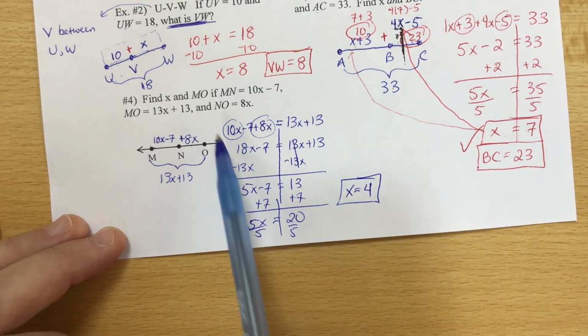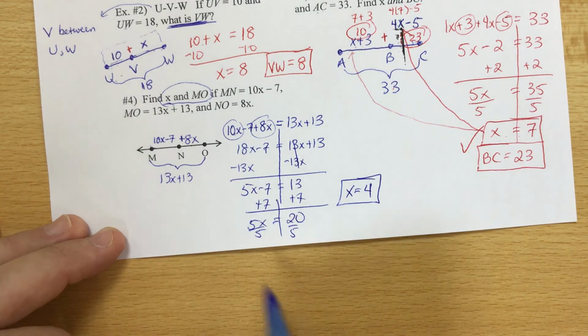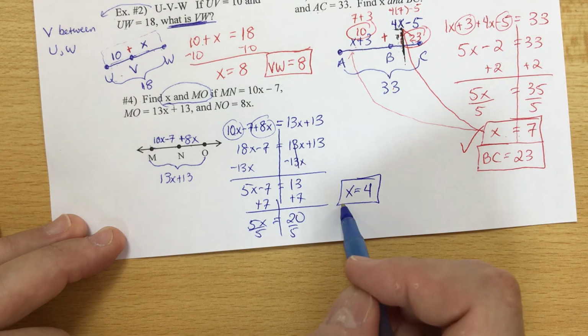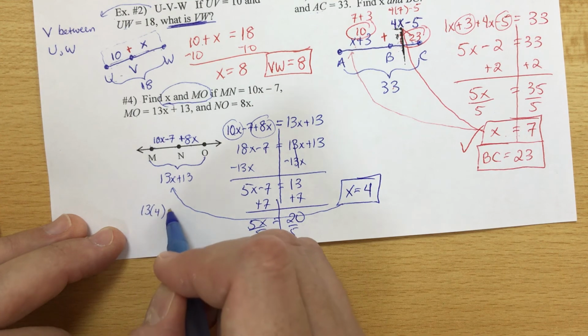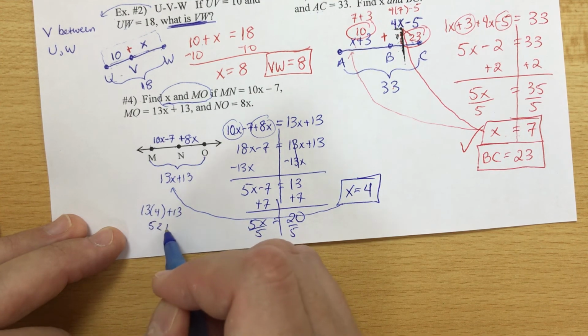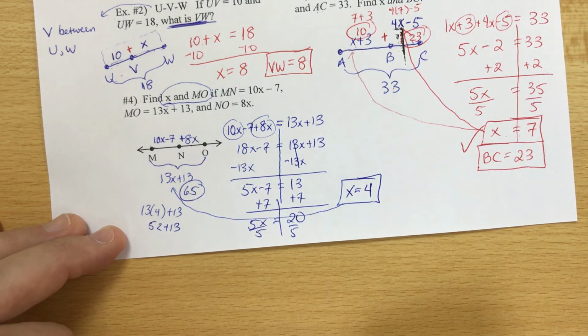Okay, now it says find x and the length of MO. MO is here. I'm going to go back to the picture. 13 times 4 plus 13, that's 52 plus 13 is 65. So that whole thing is 65.